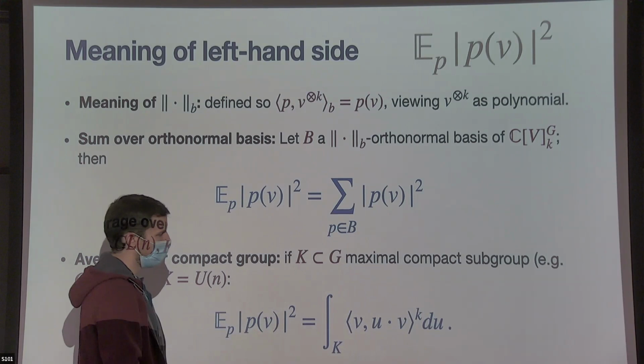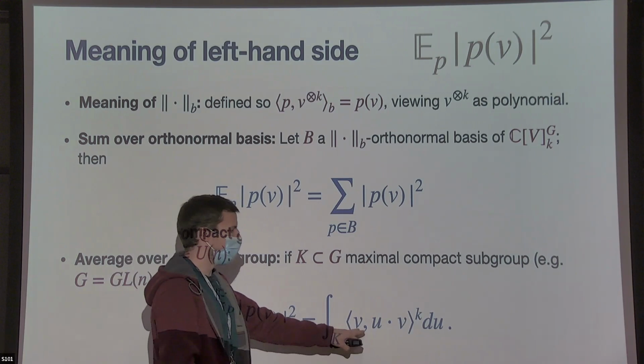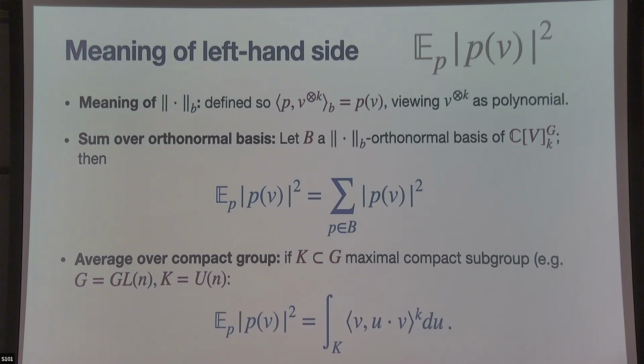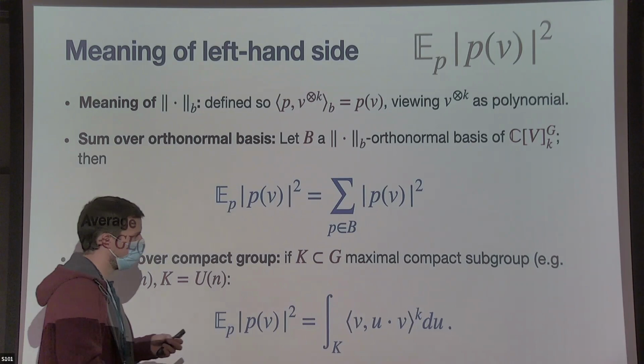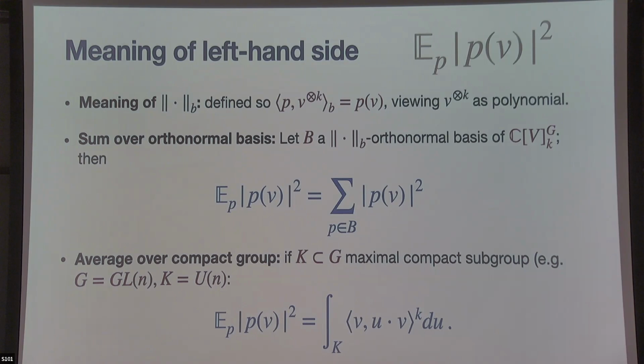That's right. And you can convince yourself of this by plugging in, if V itself was fixed by the group, then you would get the norm. That's actually not very rigorous. Sorry? You raise the inner product to the power of k? Yes. This k is the degree of the invariance. Okay, so that's just another interpretation.